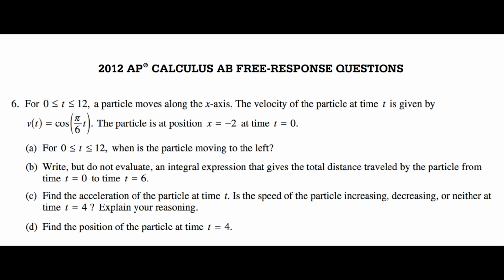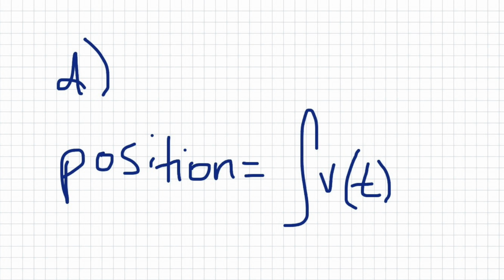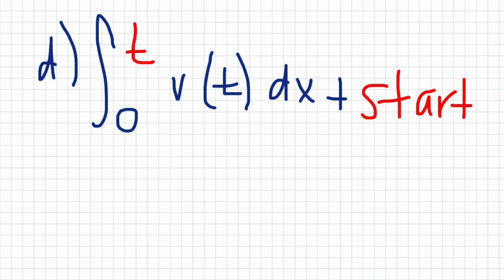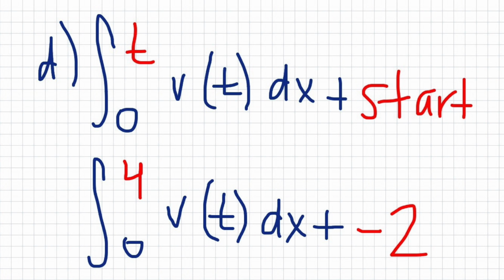The last part of the question, part D, asks us to look at the position of the particle at time t equals 4. Since we know that the position is the integral of velocity, we're going to use an integral to express this. It's going to end up being the integral from 0 to t of v of t plus the starting position of the particle. We can plug in our numbers there, and we get the integral from 0 to 4 of v of t plus negative 2, our starting position.